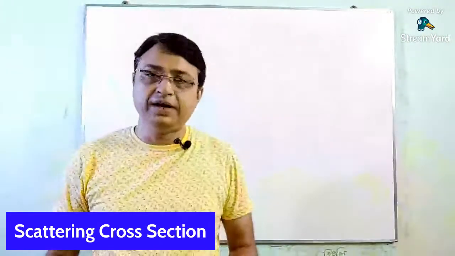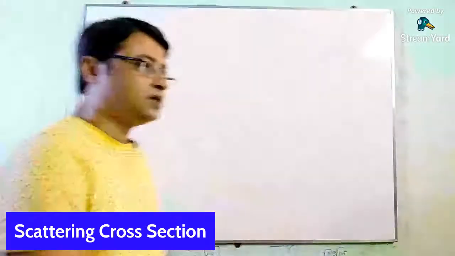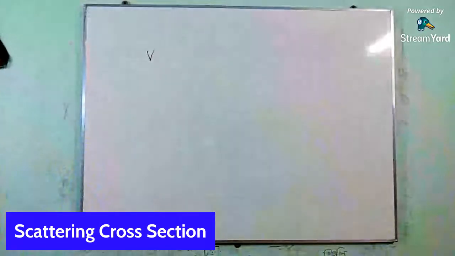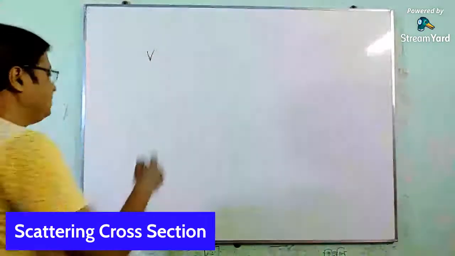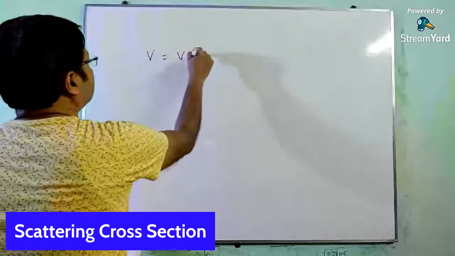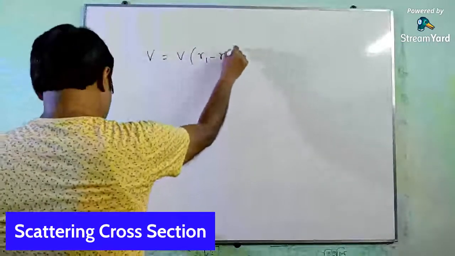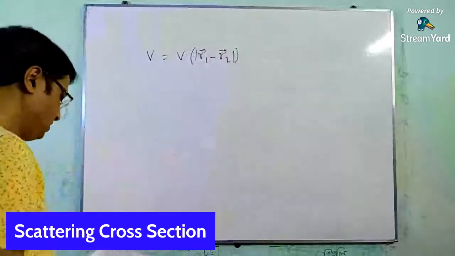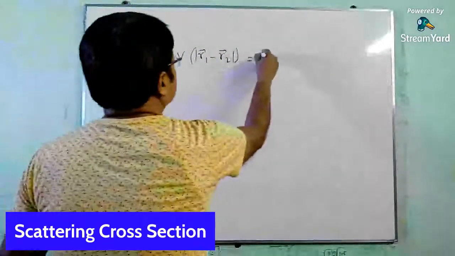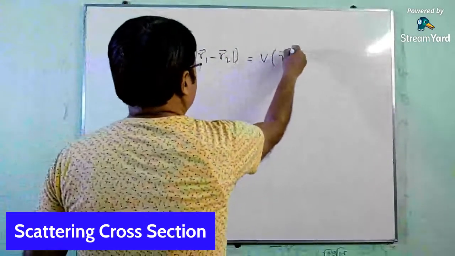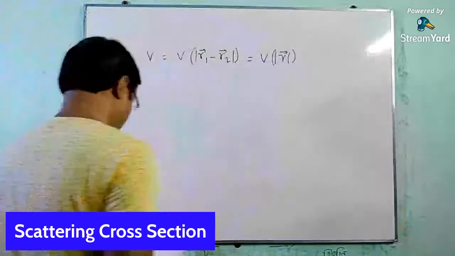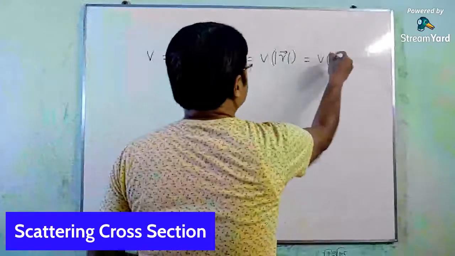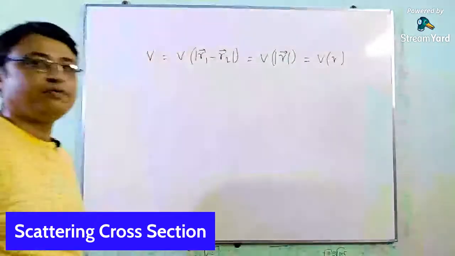Or we can write that for a central potential or spherically symmetric potential, V can be written as V of |r1 minus r2|, where r1 and r2 are the position vectors, or it can be written as some function V(r). Since this r is the magnitude, it can be simplified as V of r.